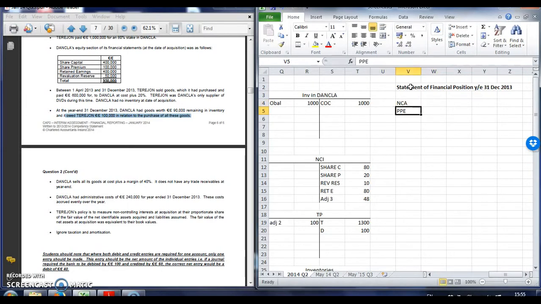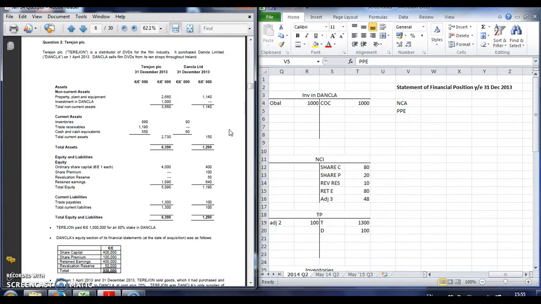PPE is the first one. Now we didn't make any adjustments for PPE, and this is one of the things, once you start to practice with double entry, the TAccount method, some of the accounts you'll know from reading the question firstly, there's no adjustments required, therefore just simply add them together. So the PPE becomes 2660 plus 1140. So the PPE becomes 3,800, and there's no separate adjustments required. That's because when you become more experienced in these types of questions, you'll know which accounts you need to do and which ones you won't. You'll always need to do cost of control and retained earnings, etc., but some of them you'll not.